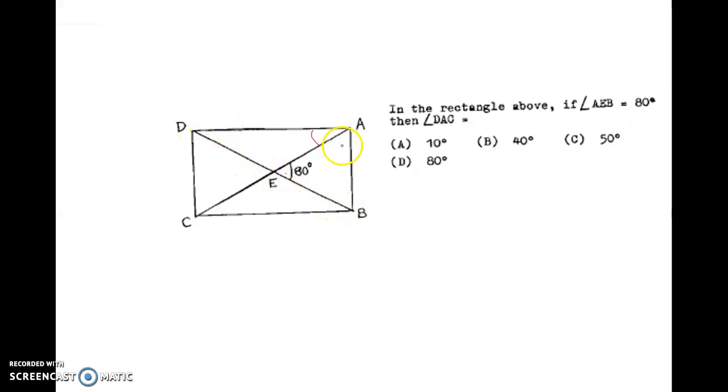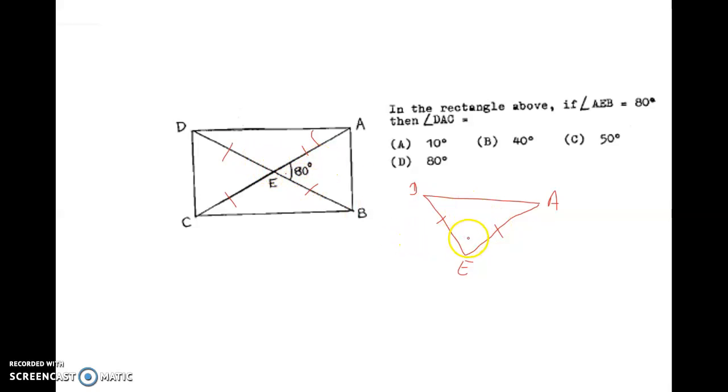We have DB and then we have AC. Now, when they cut there, these are equal to each other, right? So making this A, E, D. Again, a nice isosceles triangle, right? Remember, and then we have two equal angles.